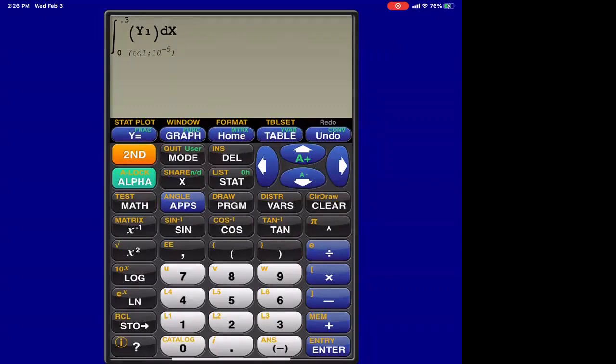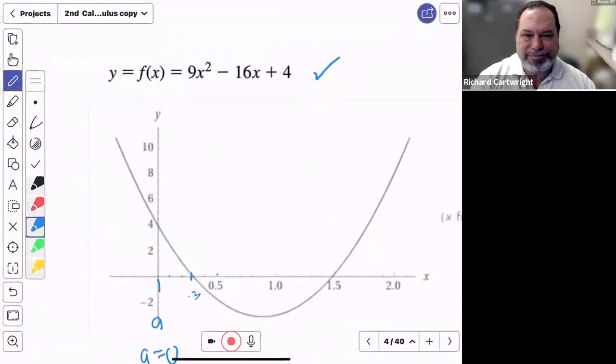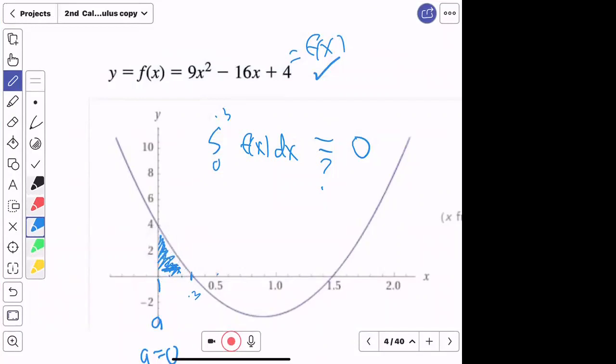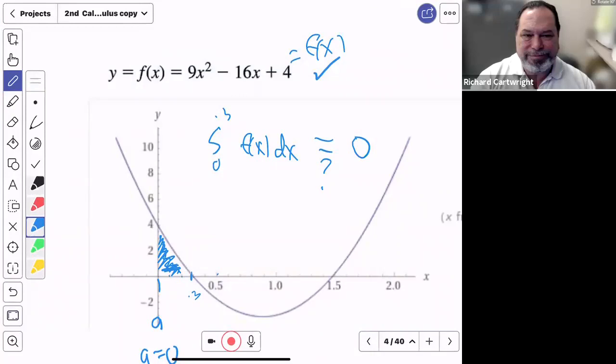Could the answer be there? Before I hit that enter, let me ask you a question here. Could the answer of this be 0? Could the integral from 0 to 0.3, I'm going to call this f of x because I'm too lazy to write it, of f of x dx, could this be 0? Anybody? Why not, Andres? Because there is area. What kind of area?